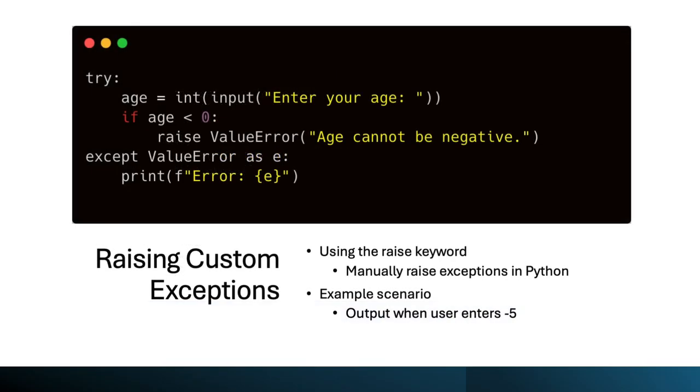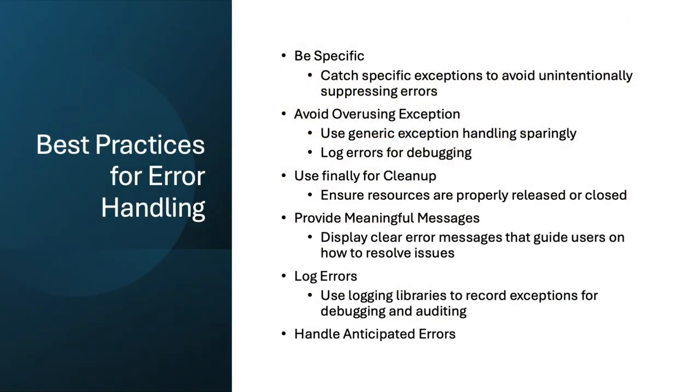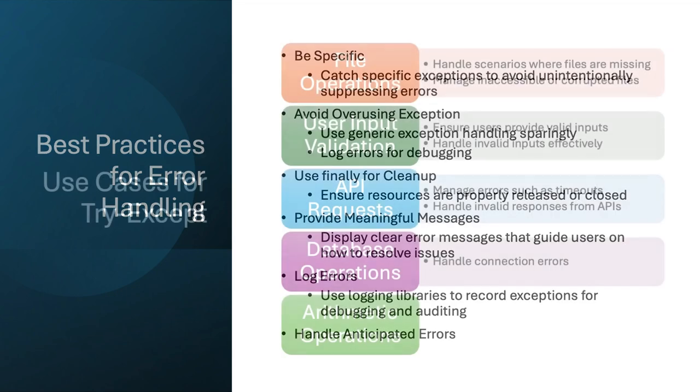In this example, we learn how to manually raise exceptions in Python using the raise keyword. The output is shown when the user enters -5. To handle exceptions effectively, catch specific errors, avoid overusing generic exceptions, and use finally for cleanup. Provide clear error messages, log errors for debugging, and handle anticipated errors gracefully.